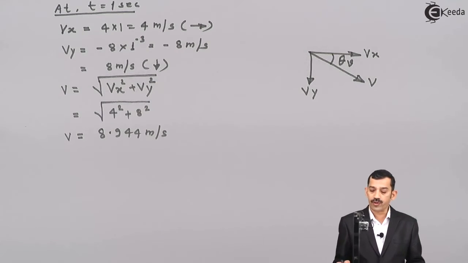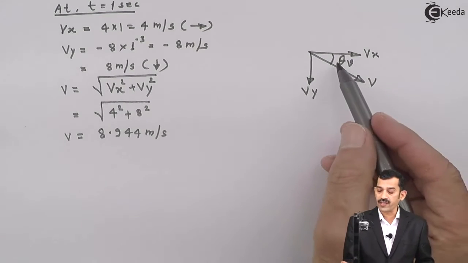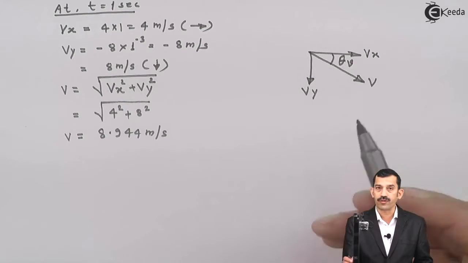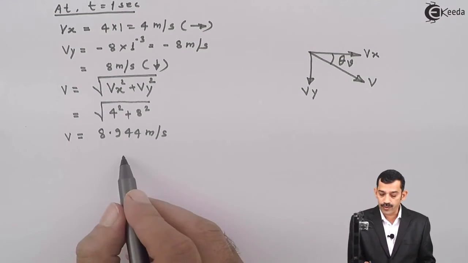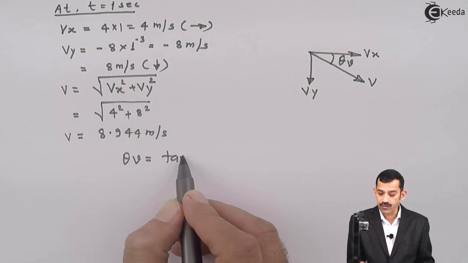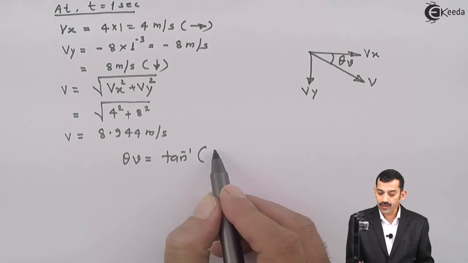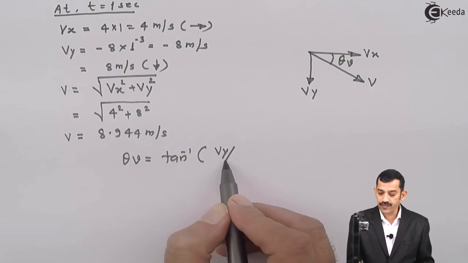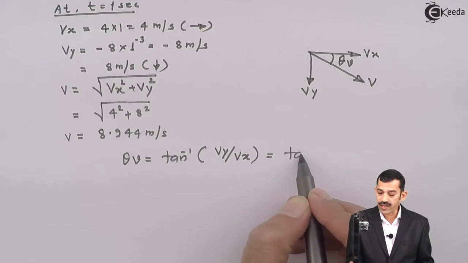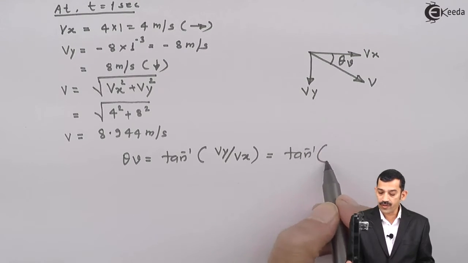So this angle, if you want to find out, tan of this angle is opposite upon adjacent. Opposite to the angle is what? Vy, the y component. Therefore theta v is what? Tan inverse of Vy upon Vx.